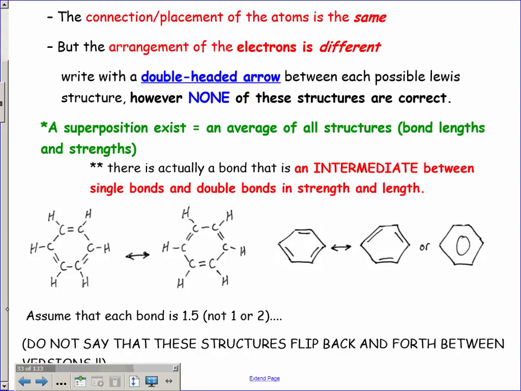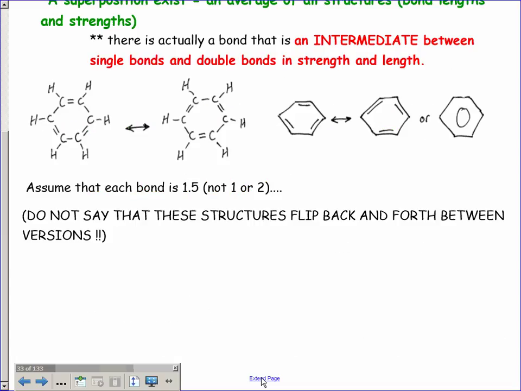So we don't say that these flip back and forth and say, oh, it's this way one time, and then this way another time, and this way and this way. It's actually neither of those structures, but that's how we portray it to say there's a superimposed way of drawing it. And that's really the reason that VSEPR, the valence shell electron pair repulsion theory, does not work all the time. We have additional theories on top of the VSEPR theory.